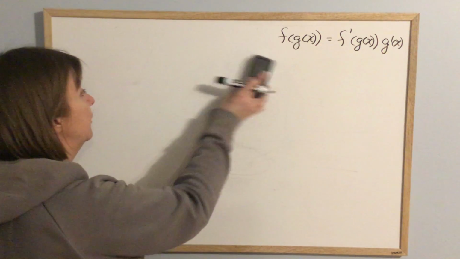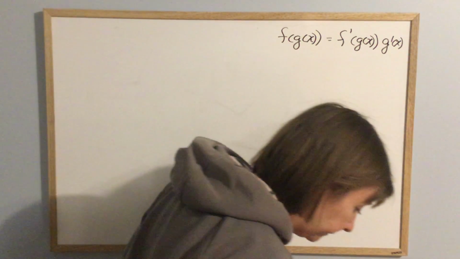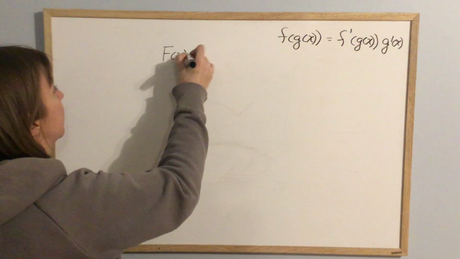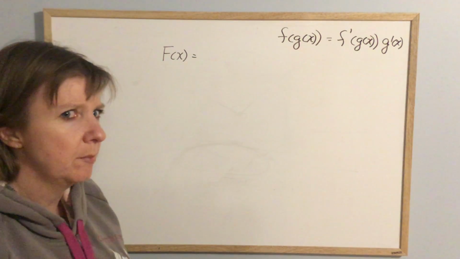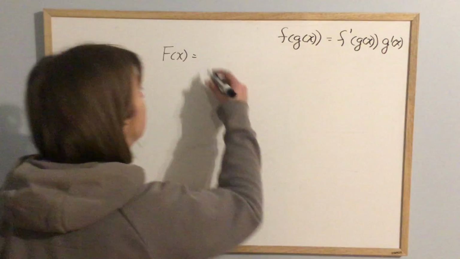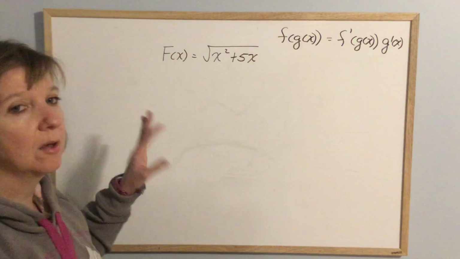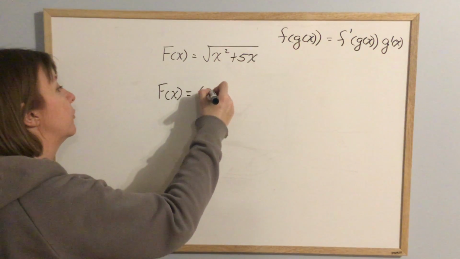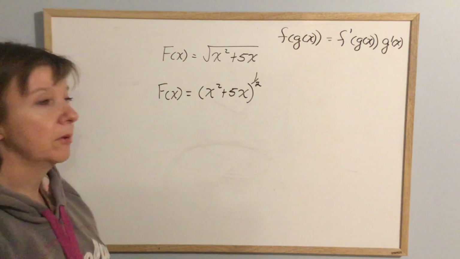So in example 2, what they do, seem to be out of breath. I don't really know what that is. They give you capital F of x, and don't let that throw you. It can be y, it can be g of x, it can be q of x, it doesn't matter, whatever, is equal to the square root of x squared plus 5x. Now again, I'm not going to leave it as a square root. I'm going to write that in exponential form, as (x squared plus 5x) to the 1/2.